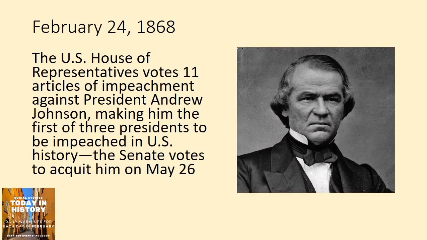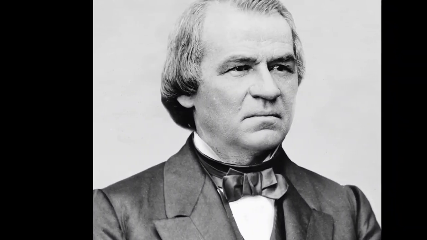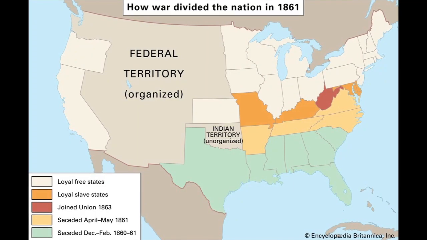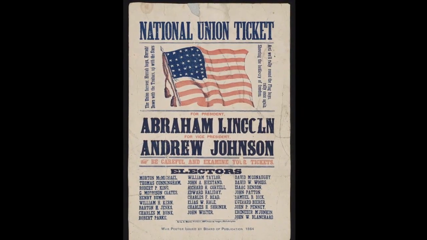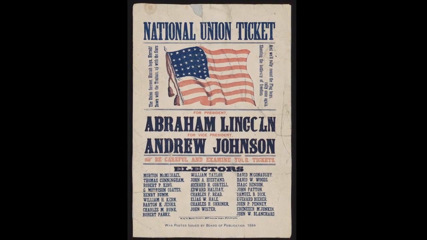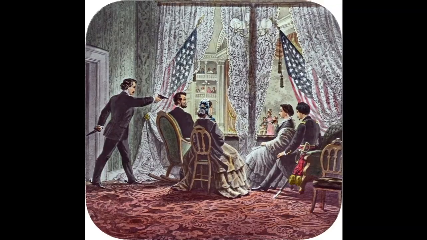In the tumultuous era of post-Civil War America, the fate of a nation hangs in the balance. On February 24th, 1868, Andrew Johnson is impeached. When the Civil War breaks out in 1861, Johnson, a Tennessean, is the only U.S. senator from a seceding state who remains loyal to the Union. In 1864, he is elected vice president for Lincoln's second term. He becomes president after Lincoln's assassination in 1865.